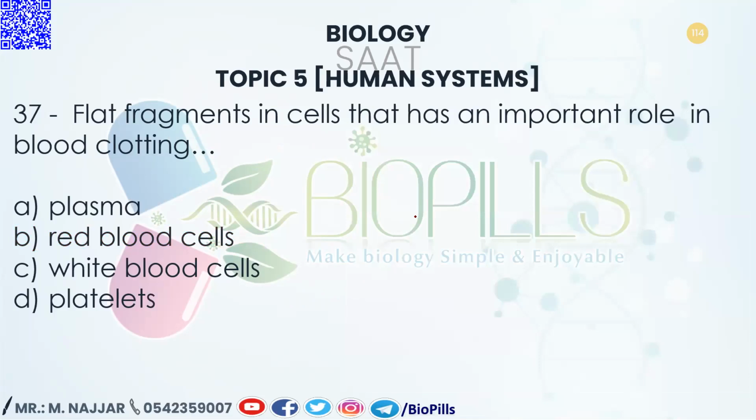Question number 37. Flat fragments. Stress this word, flat fragments. Cells that have an important role in blood clotting. A, plasma. B, RBCs. C, white blood cells. D, platelets. Of course, platelets play a very important role in the process of clotting, and they are cell fragments.